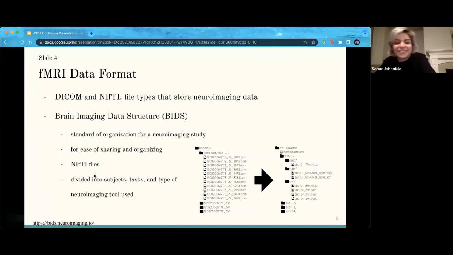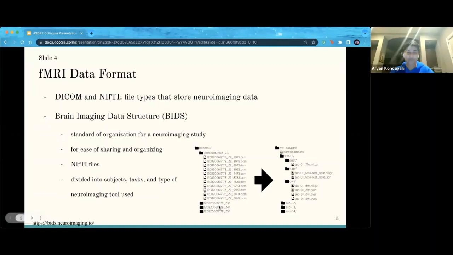Go ahead, Aryan. Okay. Before we talk about the pre-processing steps our team went through, we should also talk about the specific format our dataset was in and how the files were organized.